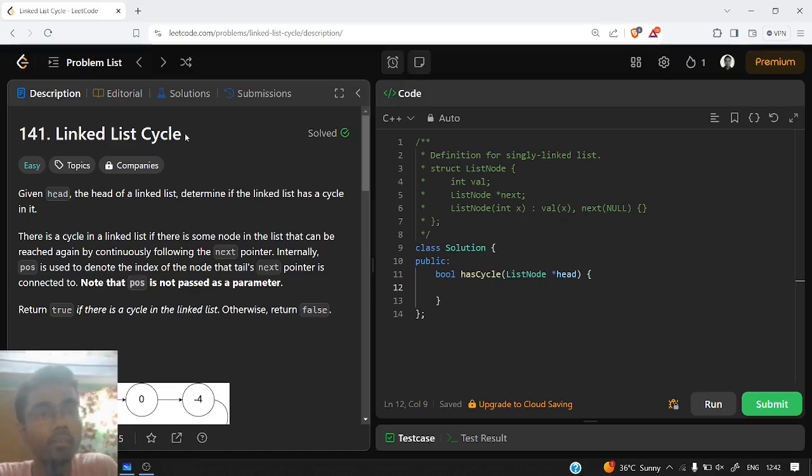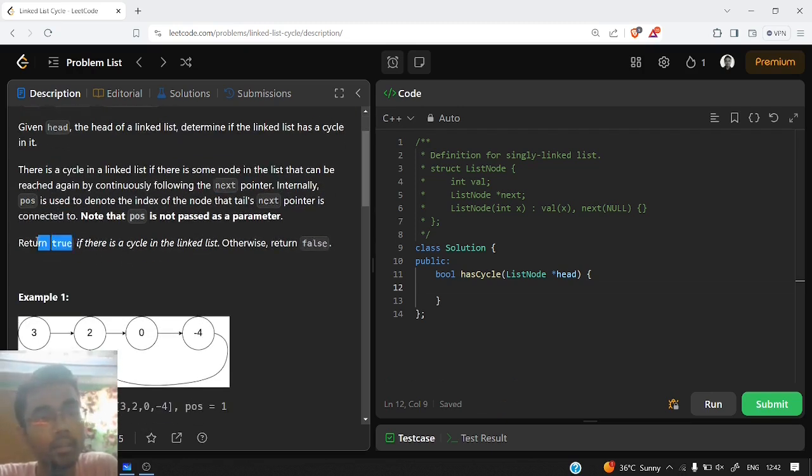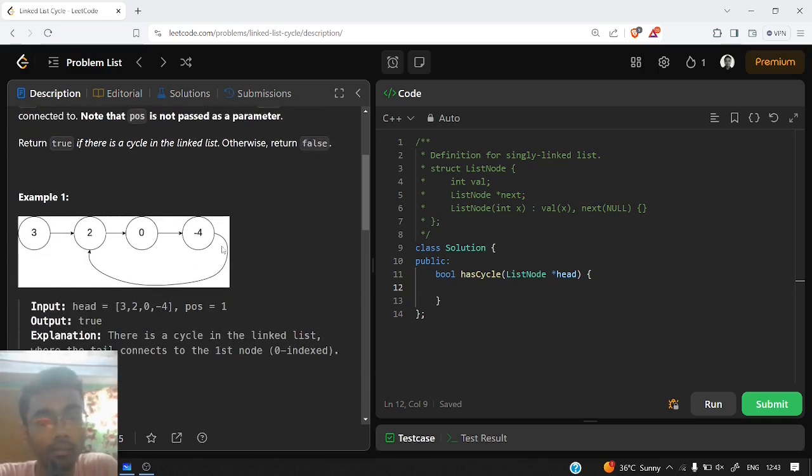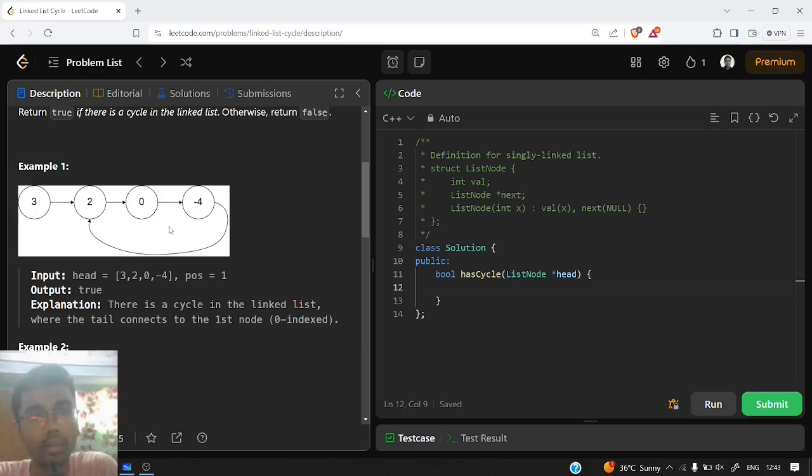So hello everyone, in this video we will solve another LeetCode question, that is Linked List Cycle. So let us read the problem statement. Given the head of the linked list, we need to determine if the linked list has a cycle in it or not. Then they have given the definition of what a cycle in a linked list is. And if there is a cycle in the linked list, we need to return true, otherwise we need to return false. Now let us see this first example and try to understand the question.